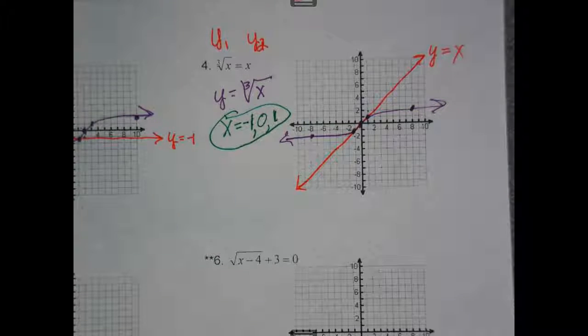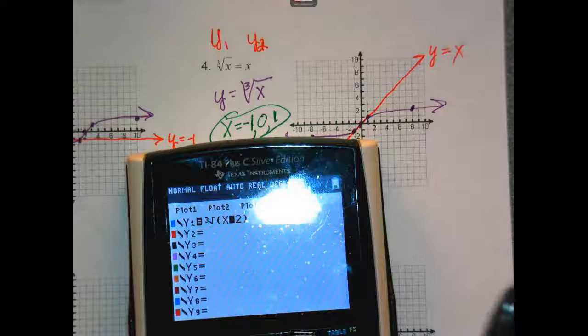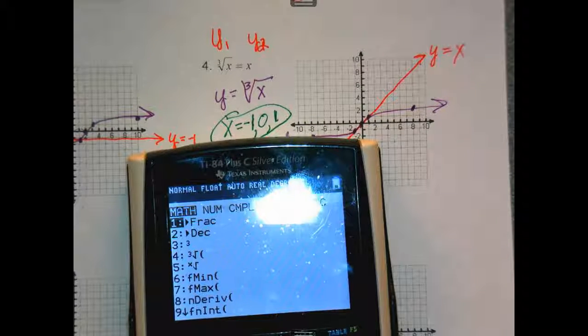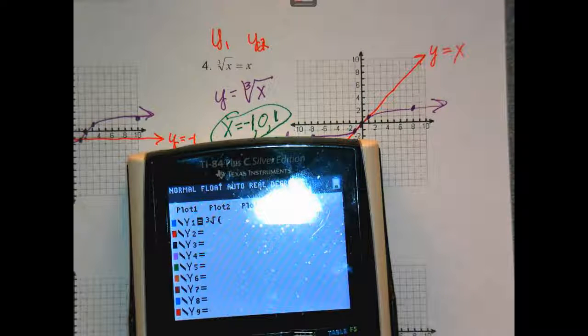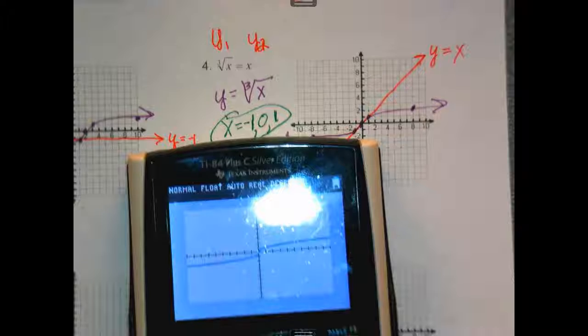Oh, if you want to graph it, just put in the cube root of x. Hit the math key, and then hit the number 4, and then put in x, graph it. And then I got my points off the graph, but I remember what the points were from the other section.